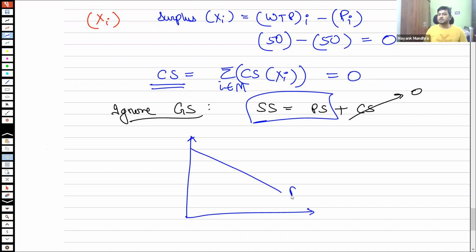Now, suppose this is my demand curve, this is my marginal cost curve, and this is my marginal revenue curve. At what point should the quantity be supplied? Point 1 and point 2, if the aim is to maximize social surplus. Which quantity, 1 or 2, maximizes social surplus?